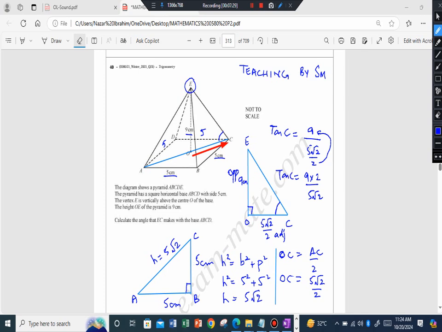Right. Now putting this in the calculator and taking its inverse. So C is equal to tangent inverse of the value. Let's see what the calculator gives us when you put in the values. So 9 into 2 upon 5 root 2, right? It is giving me 2.545.